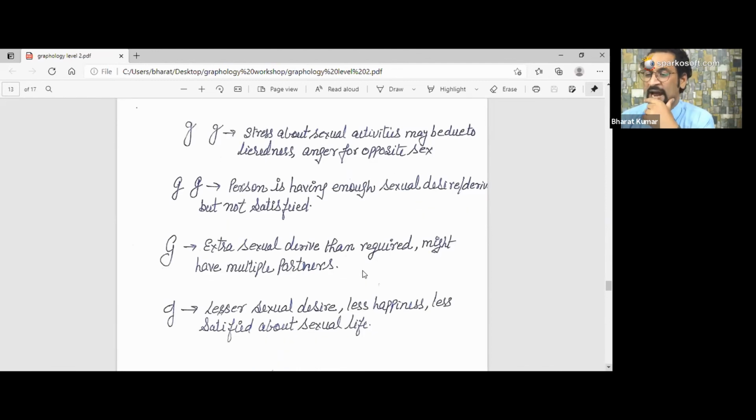And this third type of G, you can check. On the upper side there is a loop hook. On the lower side there is a loop hook. Extra sexual desire than required. These can be sexual abusers. They have extraordinary sexual desire.